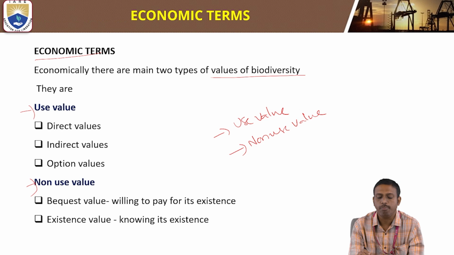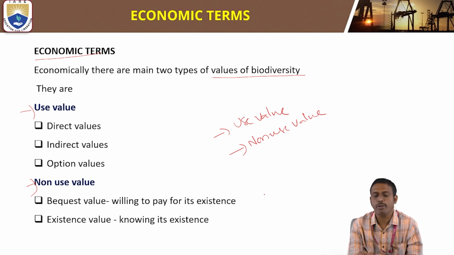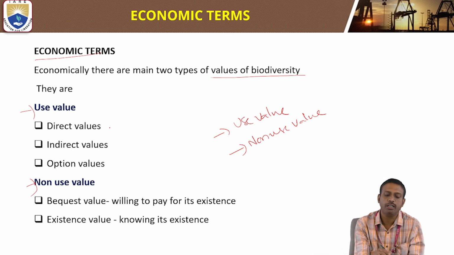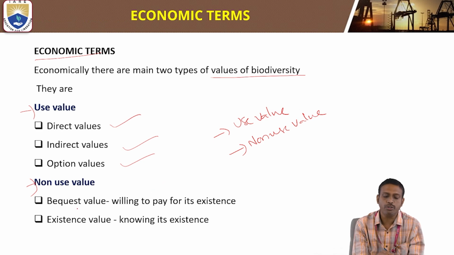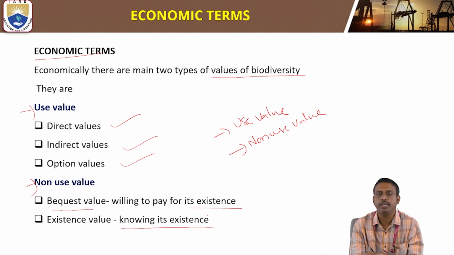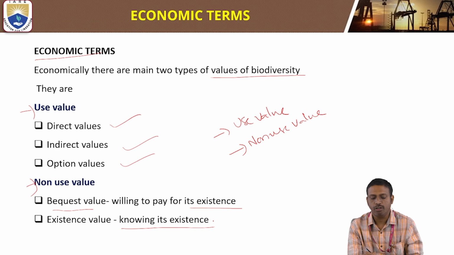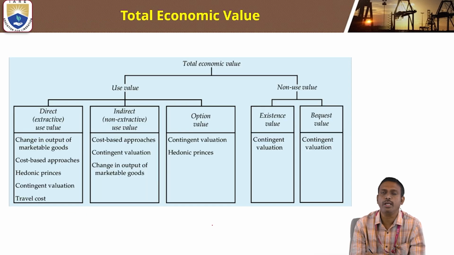Economically, there are two main types of values of biodiversity: use value and non-use value. Use values are direct values, indirect values, and option values. Non-use values are bequest value, willingness to pay for its existence, and existence value, knowing of its existence.